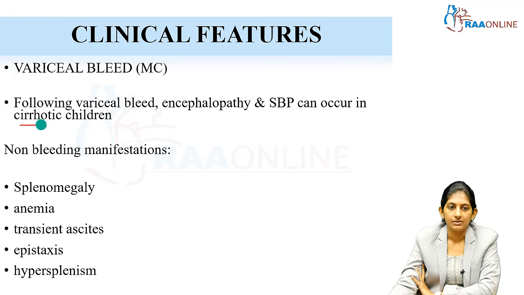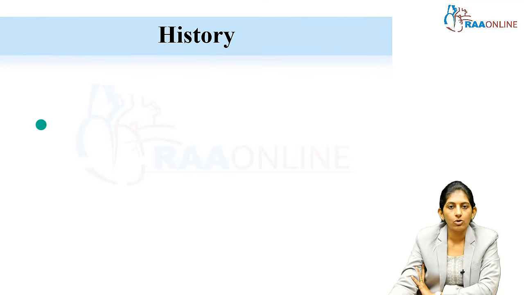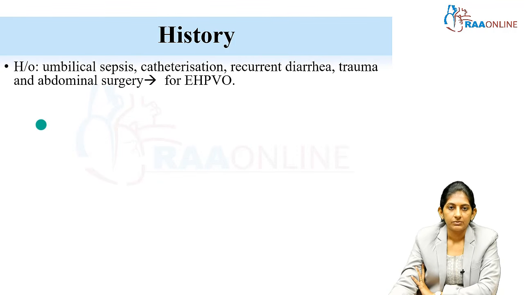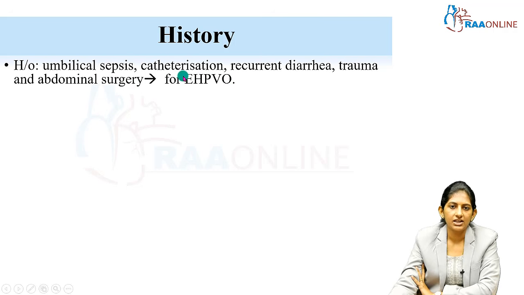Epistaxis and hypersplenism. Okay, so these are the clinical features of portal hypertension. History. So, history again, just as we have seen for EHPVO. What is the history suggestive of? What were the risk factors?